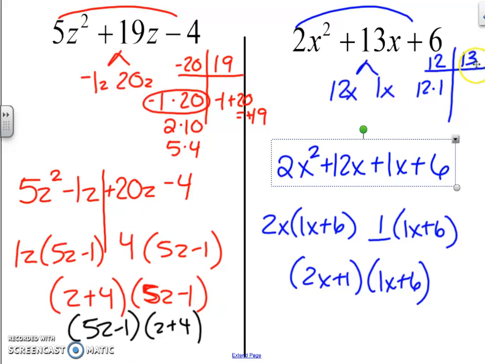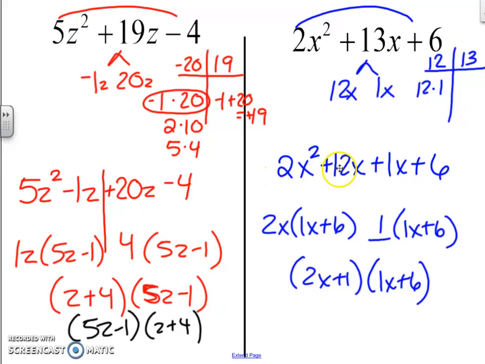Okay. Again, on this second one, I multiplied a times c and got 12. I listed the factors of 12, but I stopped when I saw that 12 and 1 was close to a 13. And so 12x and 1x were my replacement. Again, order does not matter here. You could have had 1x here and 12x here. I rewrote it down here to give me some more space.